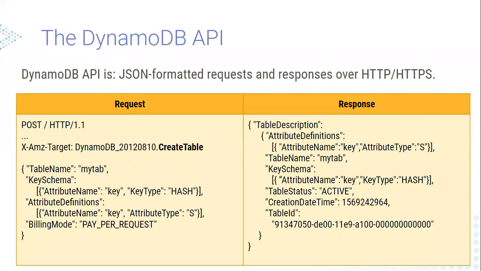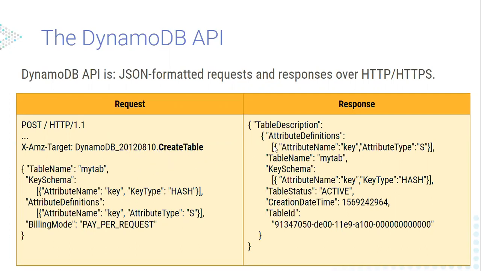And this is something I mentioned before, that the DynamoDB API goes over HTTP or HTTPS, and both requests and responses have a JSON format. So you can see here an example. The requests start with the header, and you can see one of the headers says that this is a create table request. And then this JSON says we want to create a table my tab. This is basically the same example we showed earlier with the command line.